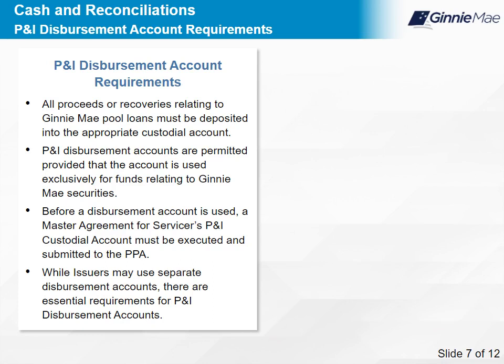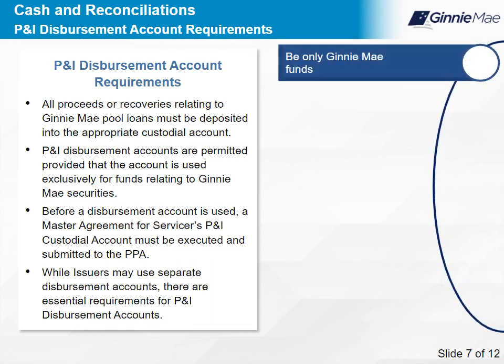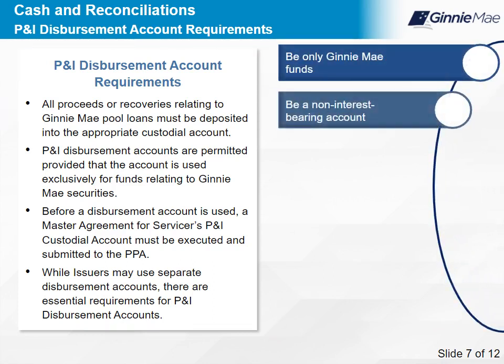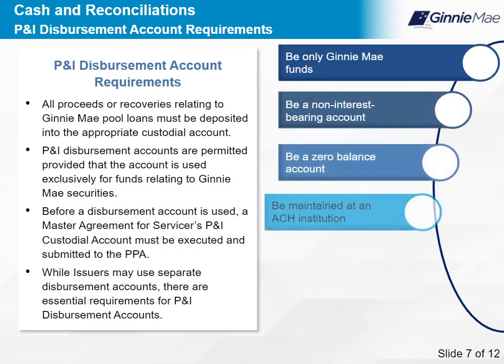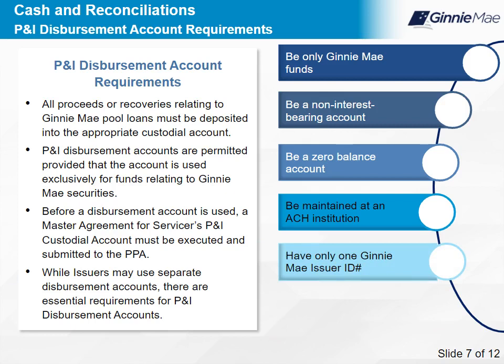While issuers may use separate disbursement accounts, there are essential requirements for P&I disbursement accounts. They must be only Ginnie Mae funds, be a non-interest-bearing account, be a zero balance account, be maintained at a financial institution capable of ACH, have only one Ginnie Mae issuer ID number per account, and have a Form HUD 11709 for each account. Select Next to continue.